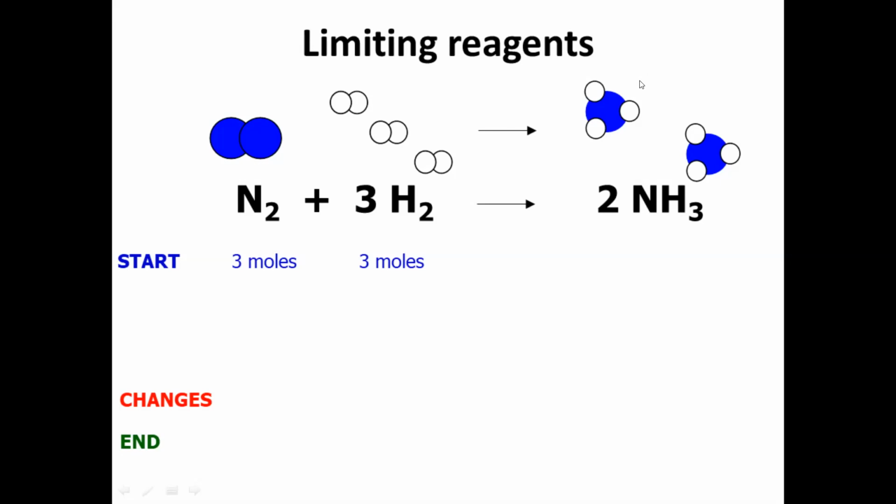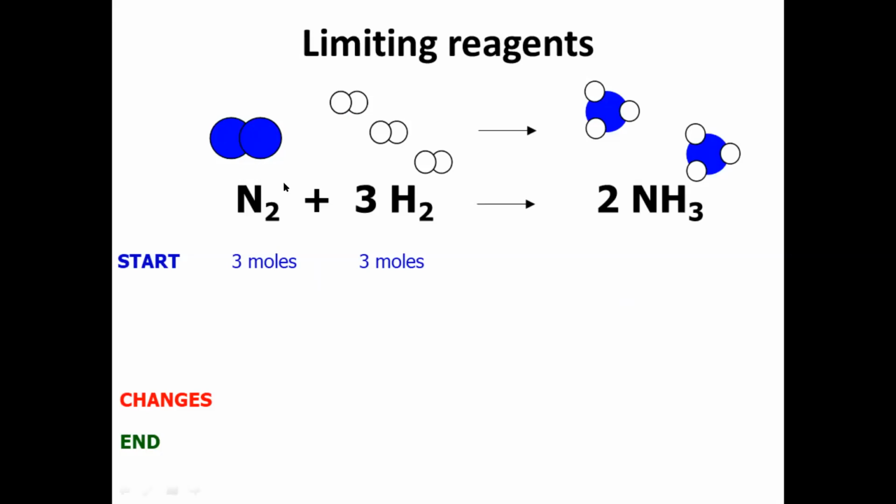Multi-step calculations are all the rage in A-level. So let's have a look. So at start, you have 3 moles of nitrogen and 3 moles of hydrogen. How much ammonia are you going to make? We just need moles, don't need masses. Okay, let's check if you got it right.